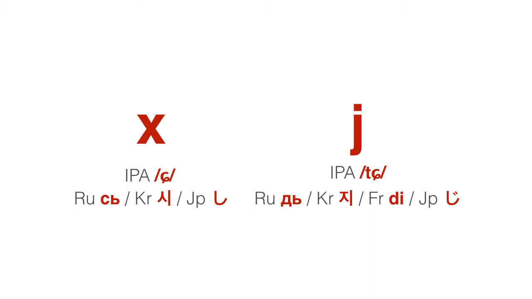And now let's take a look at the related ji sound. The International Phonetic Alphabet of this consonant is very similar to the one for xi. We just have an additional t at the beginning. And the sound is similar to the Russian j. And it's also very similar to the Korean ji. It's also very similar to the French ji or the Japanese ji.